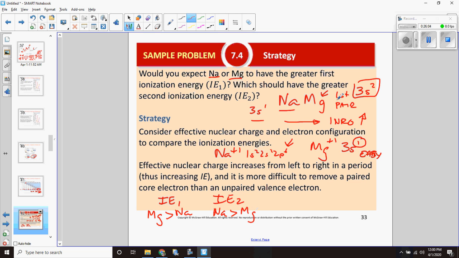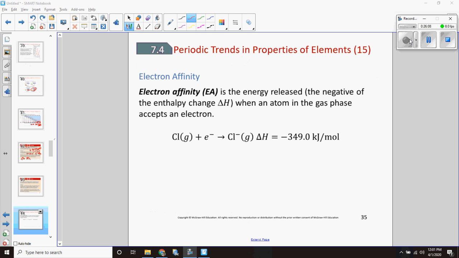I hope this example helped make sense a little bit. Okay, another periodic trend is what's known as electron affinity, and this is definitely not my favorite trend. It's not the most useful trend to me, but it's basically this. It's the energy released, and then we're talking enthalpy at this point. It's the energy released when an atom in the gas phase accepts an electron.